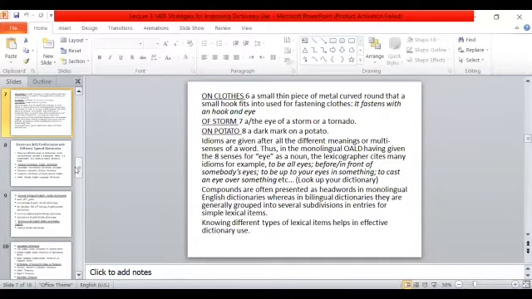Compounds appear as headwords in monolingual English dictionaries, whereas in bilingual dictionaries, they are generally grouped into several subdivisions in entries for simple lexical items. Knowing different types of lexical items helps in effective dictionary use.